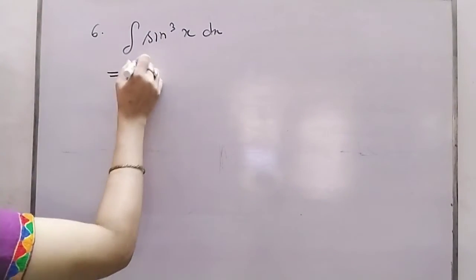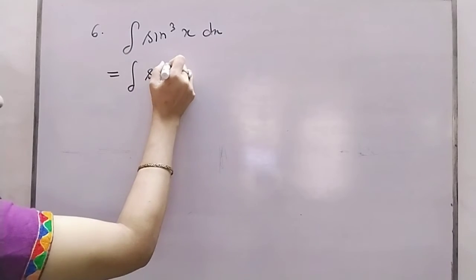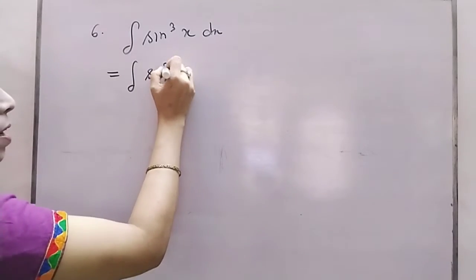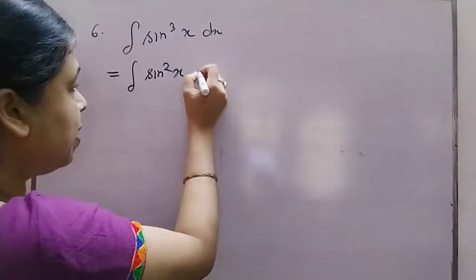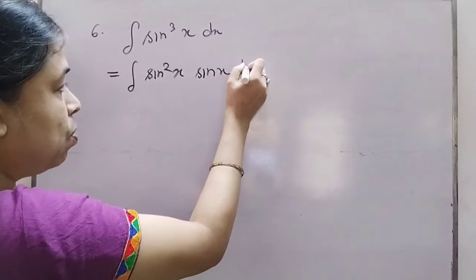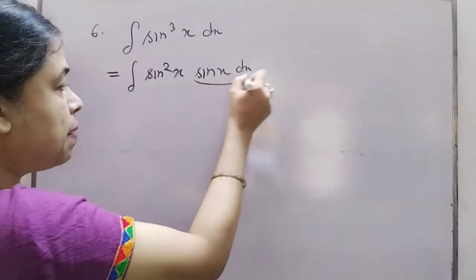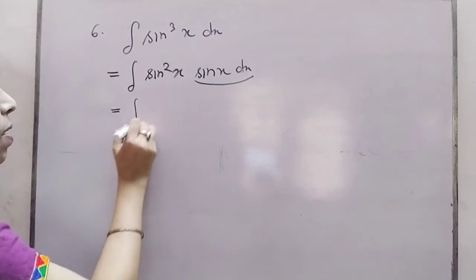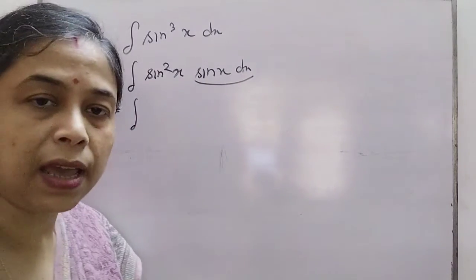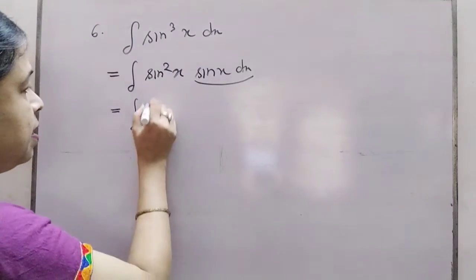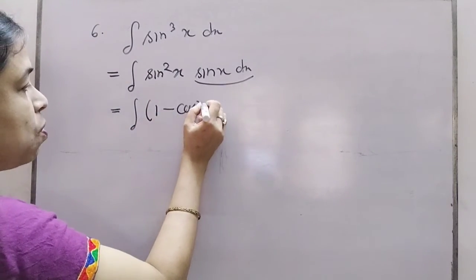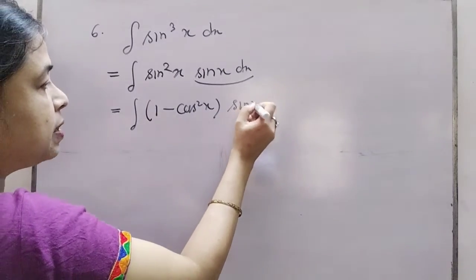So here what I am going to do, you just separate one term here. Whenever you have a cube, you separate it and make it even and odd, one separate always. So here you just combine the separated term with dx and convert the rest: if it is sine, you convert in terms of cos, and if it is cos, you convert in terms of sine. That is, sine square you write down in terms of cos square, into sin x dx.